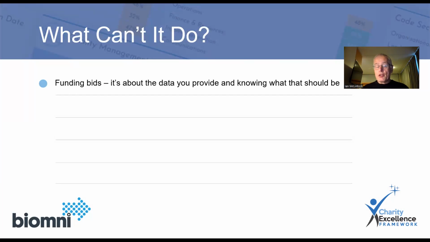In a funding bid, you put in lots of information about your charity, what you want, what you're going to do, who you're going to do it for, where you're going to do it, what the impact's going to be. You have to put all of that stuff into a funding bid. If you don't tell ChatGPT, it will not be able to write your funding bid.